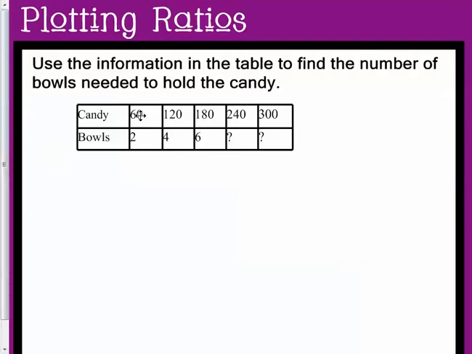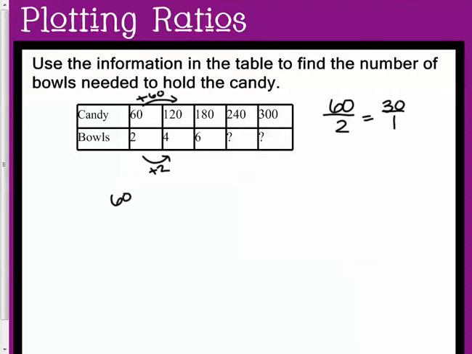Okay, use the information in the table to find the number of bowls needed to hold the candy. Here we have 60, and it's increasing every time. Here we have 2, and it's increasing every time. So our ratio is 60 to 2. If we simplified that, it would be 30 to 1. Okay, so we are increasing by 60 here, so we increased by 2 here.